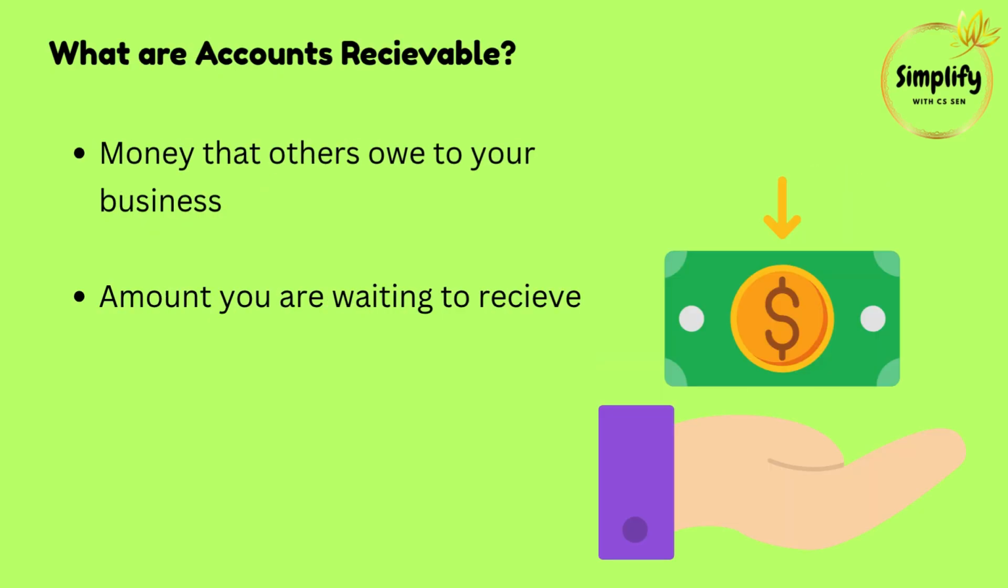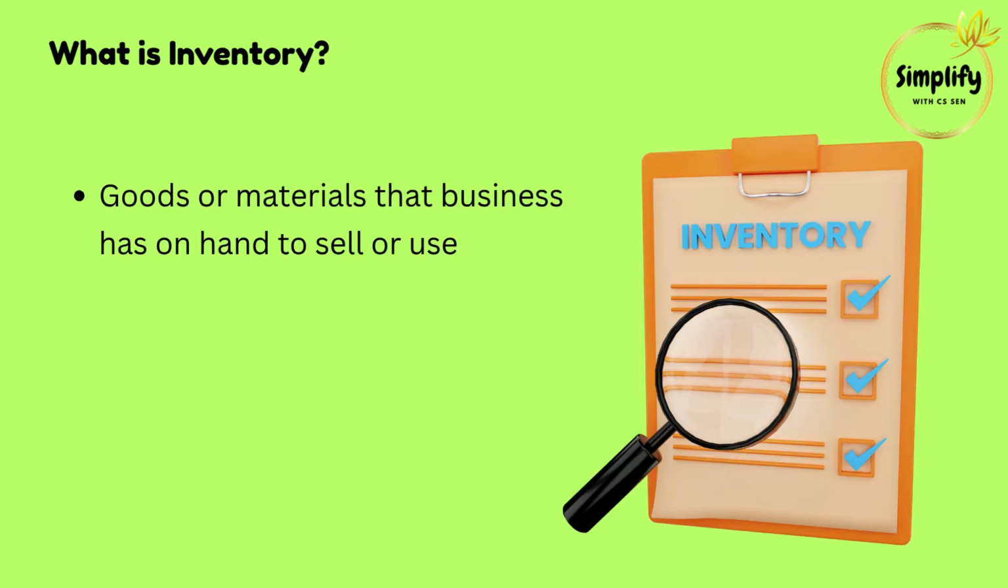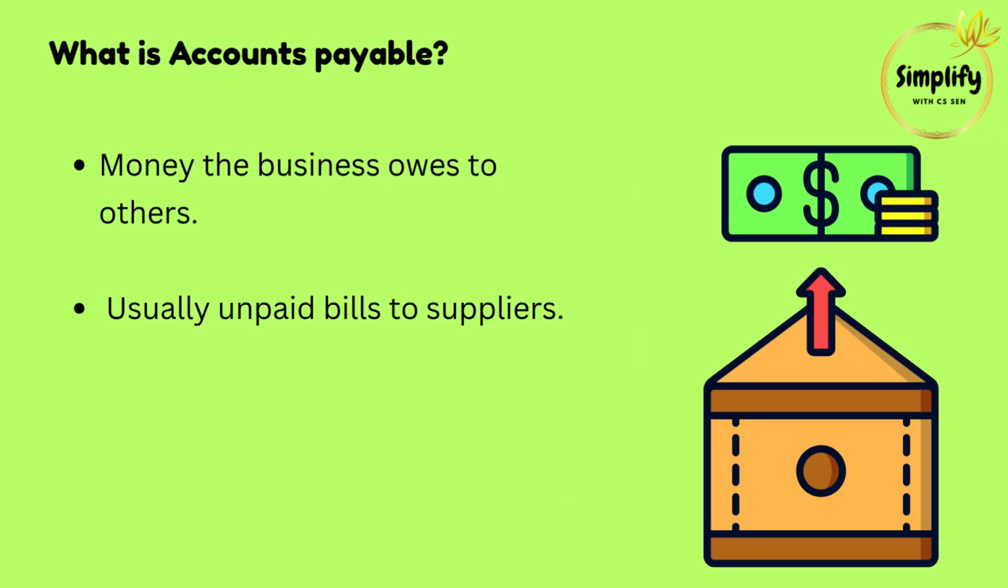What are accounts receivable? It is money that others owe your business. These are customer payments you're waiting to receive. What is inventory? Inventories are goods or materials that the business has on hand to sell or use. What is accounts payable? It is the money that the business owes to others. Usually, they are unpaid bills to suppliers.